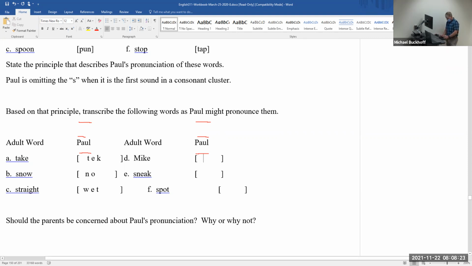Okay, we have this one. We have Mike. How do you think he'll say snake? Kind of like that. And then how about the word spot? Probably not going to say the S here. So we have that, right? It says here, should the parents be concerned about Paul's pronunciation at age 2? Think they should be concerned?